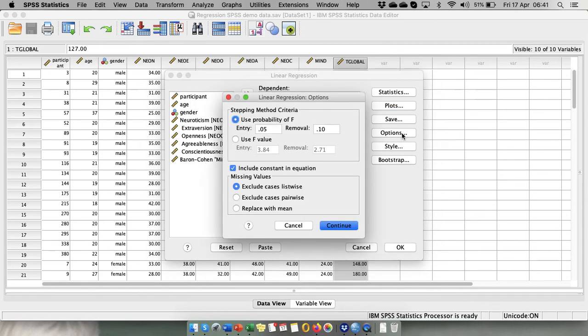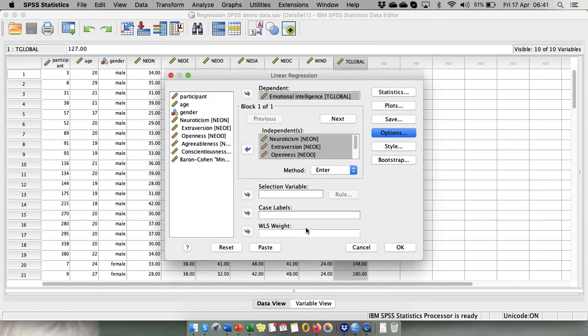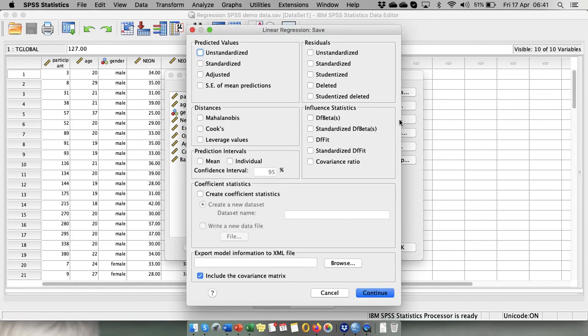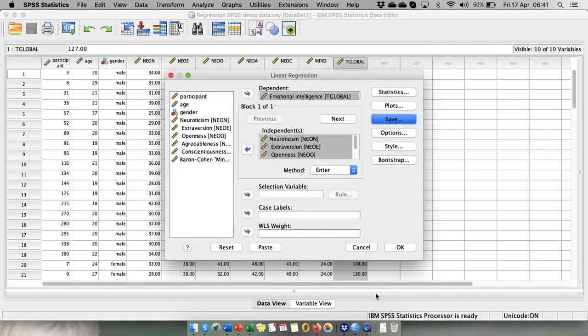Options. Nothing we need from here. Save. Okay. From here, we want to check the Cook's distance to see if there are any influential cases. So we select the Cook's distance and we press continue.